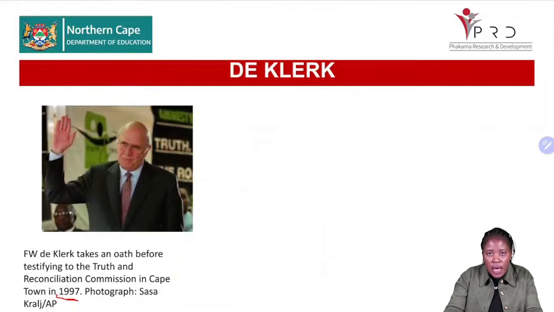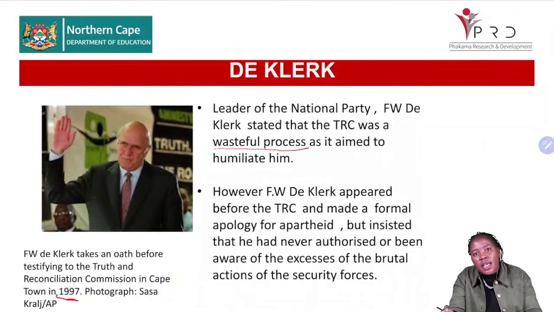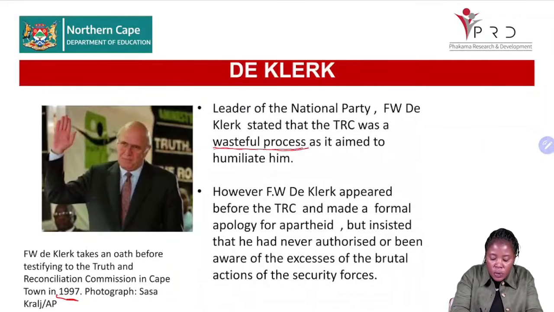Now, what did he say? Now, it says, F.W. de Klerk, the leader of the National Party, stated that the TRC was a wasteful process. So it means, again, he was against the process of the TRC. Why was he against it? Why is he saying that the TRC was a wasteful process? It says there, as it aimed to humiliate him. That is why they call the TRC a witch hunt.